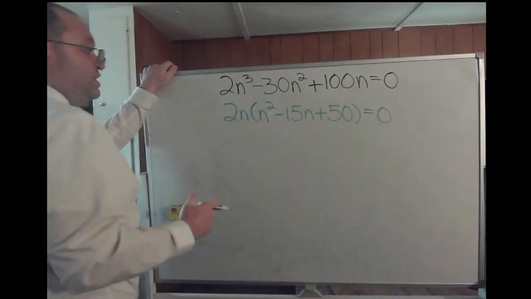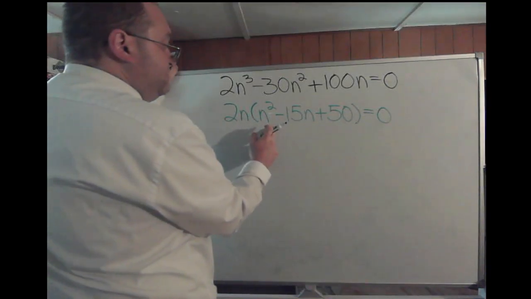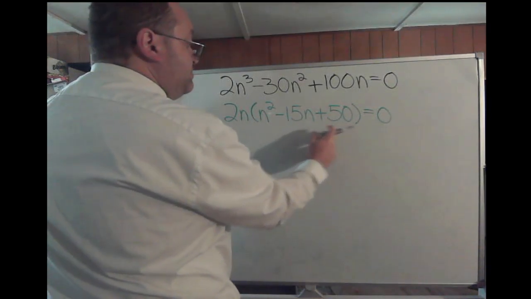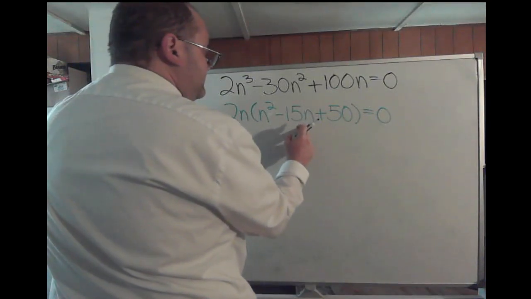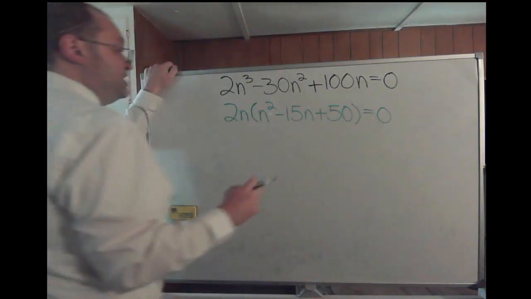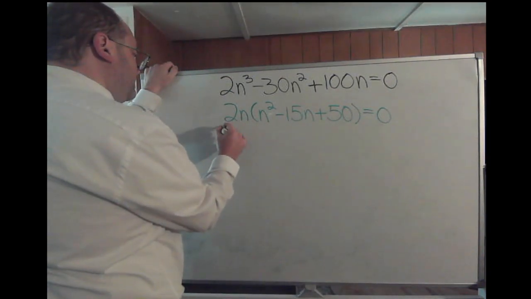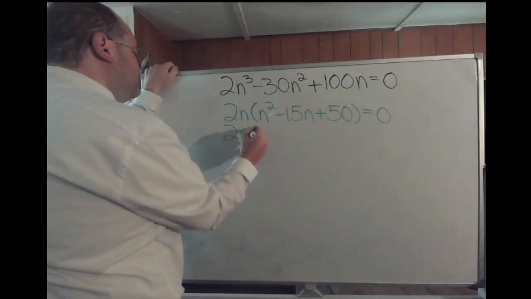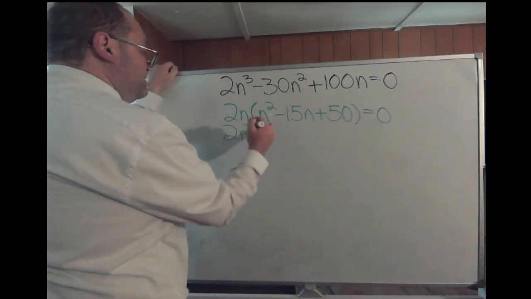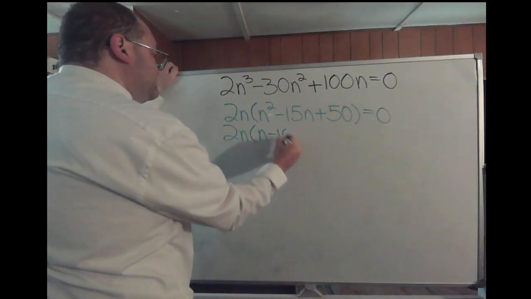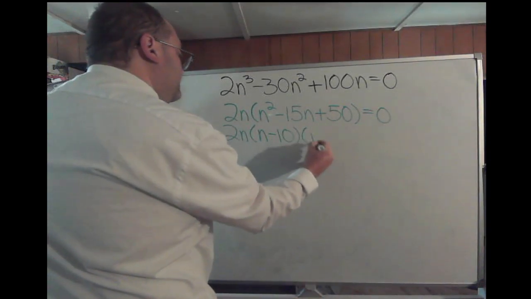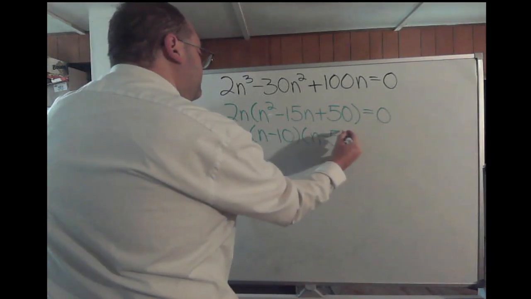So we got the quantity of 2n times the quantity of n squared minus 15n plus 50 equal to 0. Well, the n squared minus 15n plus 50 factors a step further. You'll still have 2n on the outside. Let's see, you're going to have n minus 10 times the quantity of n minus 5.